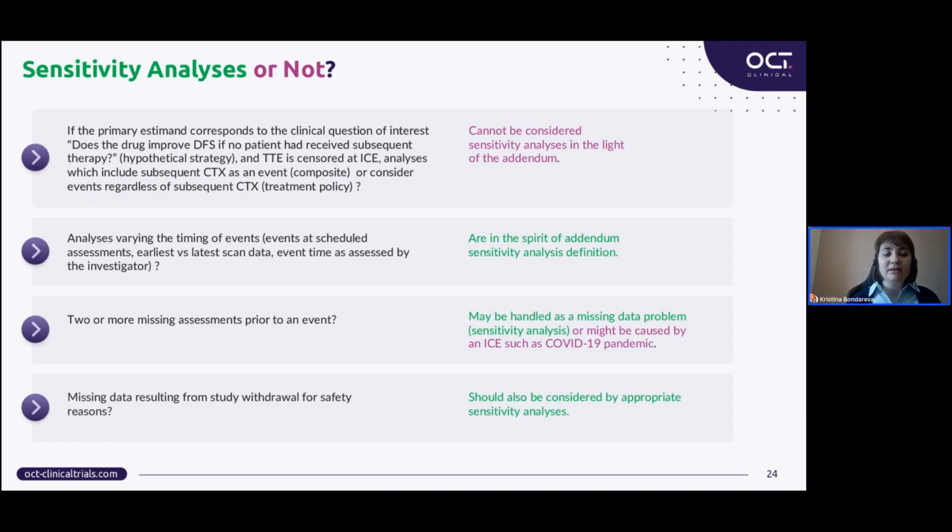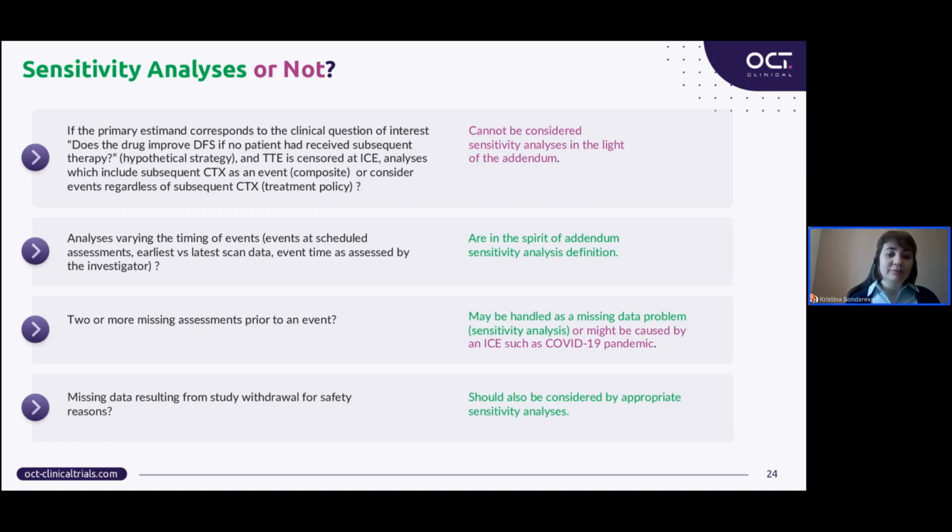And the answer is no. The primary estimand is a hypothetical estimand, and the other two analyses use composite and treatment policy strategy, so they correspond to different estimands and cannot represent appropriate sensitivity analysis.